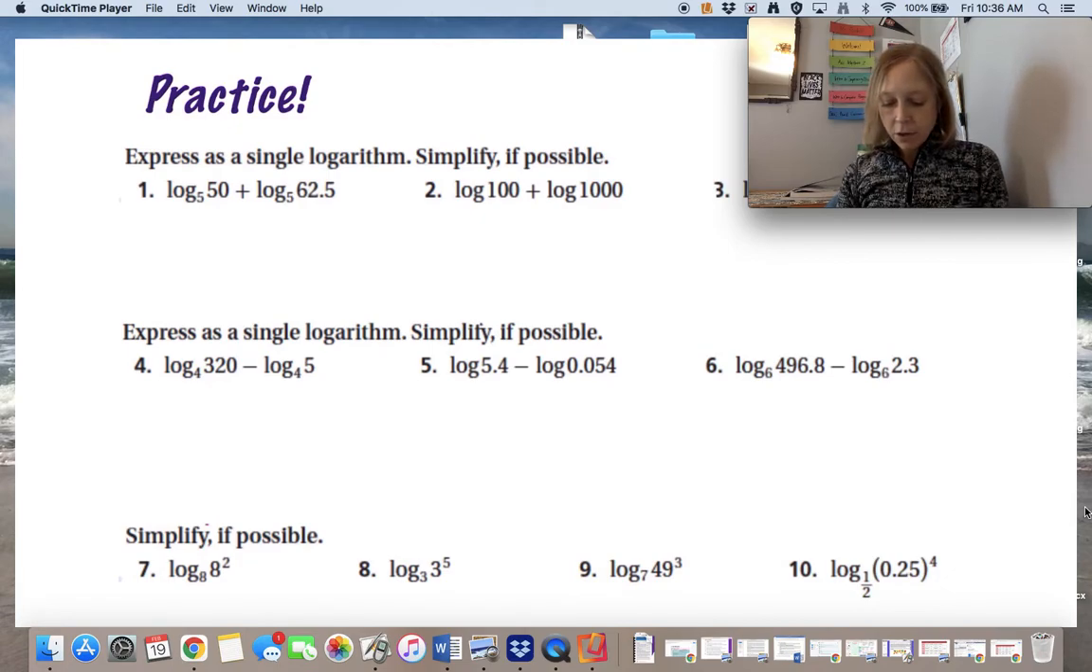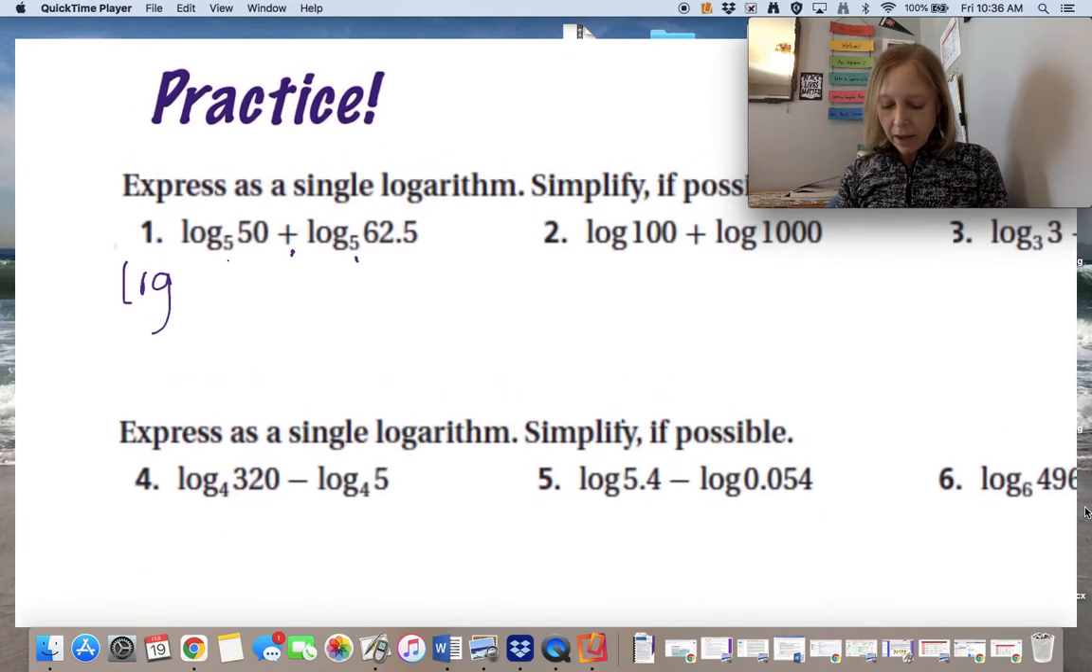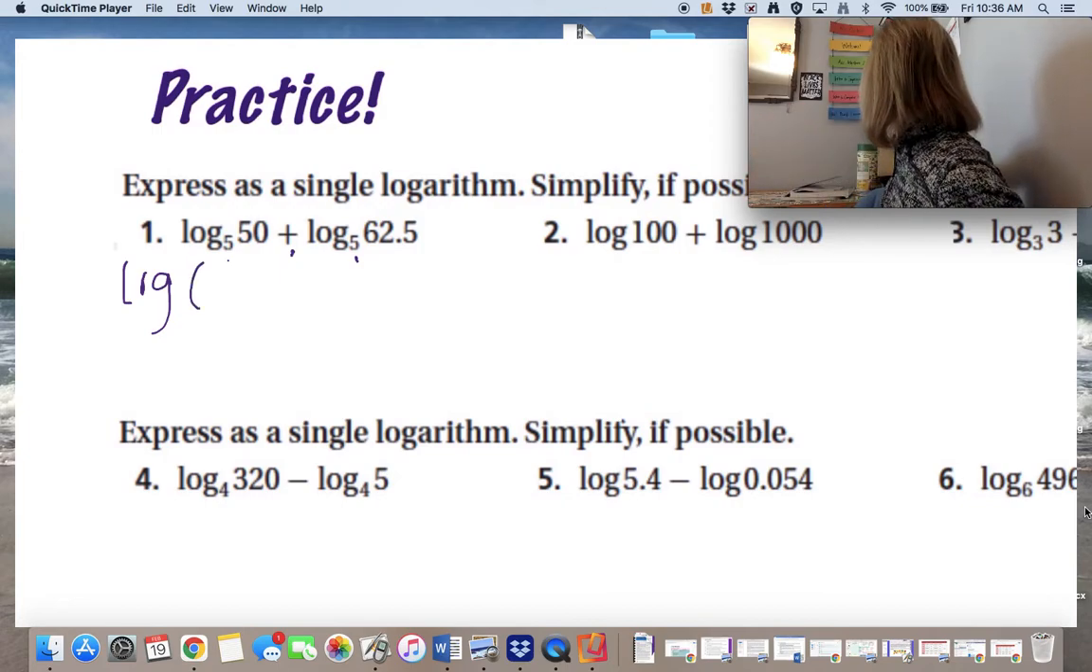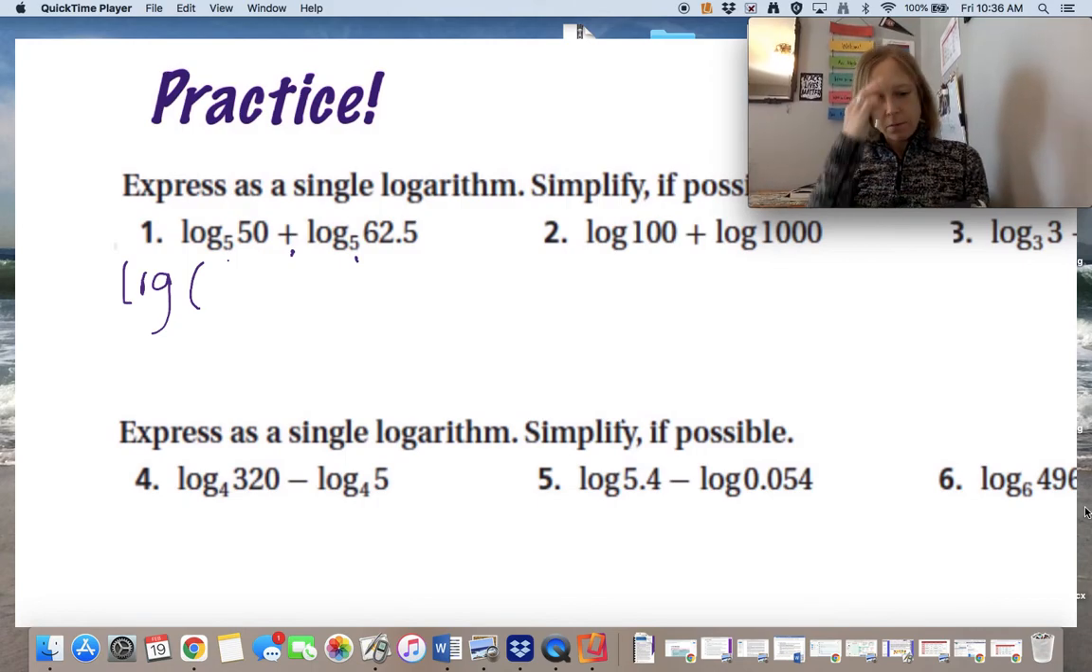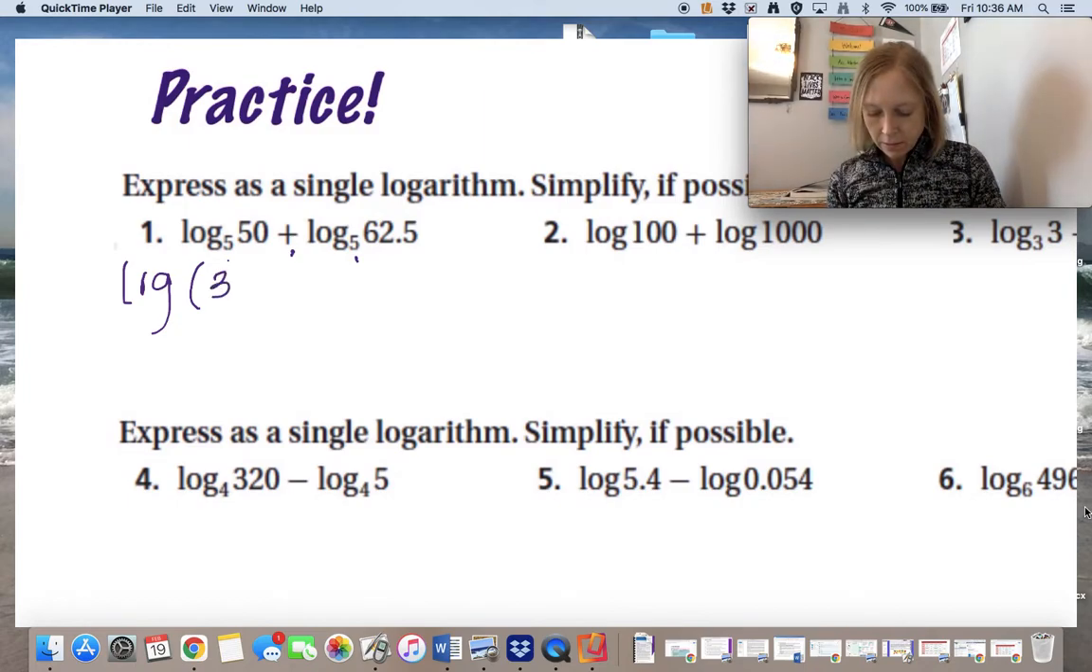All right, so I see two logs with the same base, and they're being added together. So what we just learned is we can combine these into a single logarithm, and I would do that by multiplying 50 times 62.5. So I'm going to grab my calculator and multiply those. 50 times 62.5 is 31.25. And I forgot my base of 5.